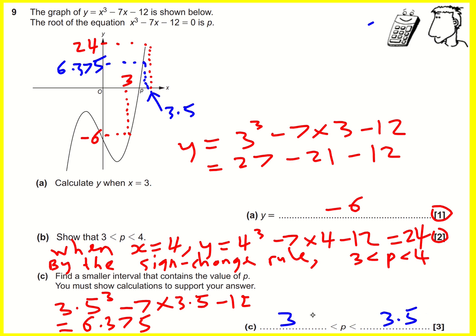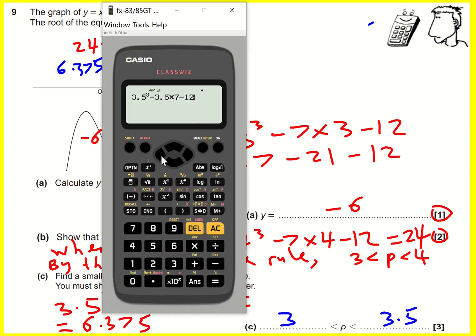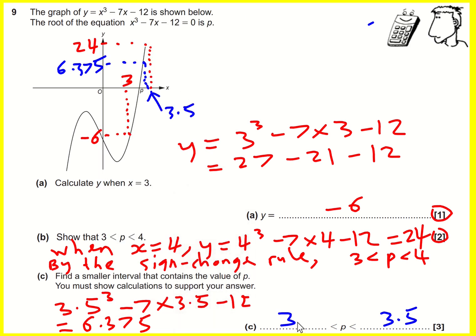I suppose you're either going to have 3 here or 4 here. It depends what you went with. Like if you went with 3.1, for example, I'm just talking about some other possibilities here. If you had chosen 3.1, then you would have got a negative, and you would have said it's between 3.1 and 4, for example.